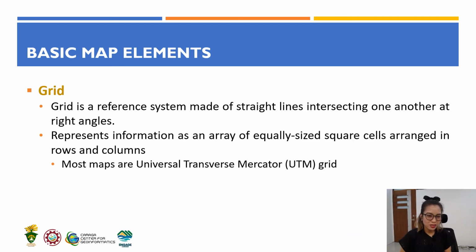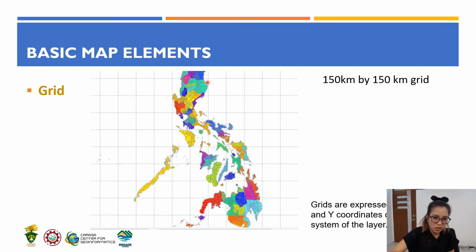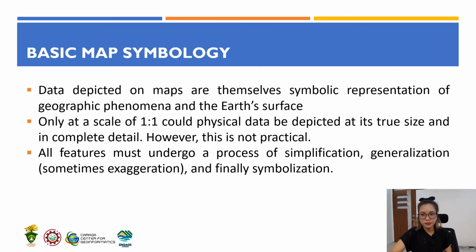So we also have a grid, which is defined as the reference system made of straight lines intersecting one another at right angles. So, ang most maps are UTM siya na grid or Universal Transverse Mercator. UTM grid. Okay. Muna siya ang iyang projection. So, for example, kani siya ang mga square, no? So, na siya mga coordinates, x and y coordinates in each of that kanang grid. So this is a 150 by 150 kilometer grid.